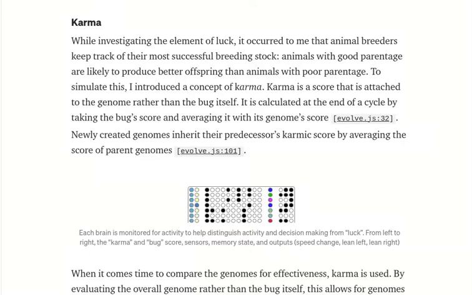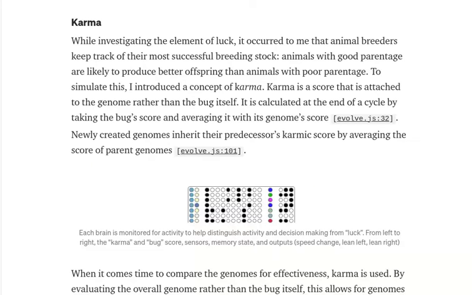If we look at the diagram, we can see that going from left to right, we can observe bug brain activity. On the far left, we have the genome's karma, the bug's current score, blue is better, the inputs of the bug's sensing bodies, sensory organs, a color code that changes depending on the current state of the memory, the bug's brain, and the outputs being change the speed, either speed up or slow down, speed lean to the left or lean to the right.